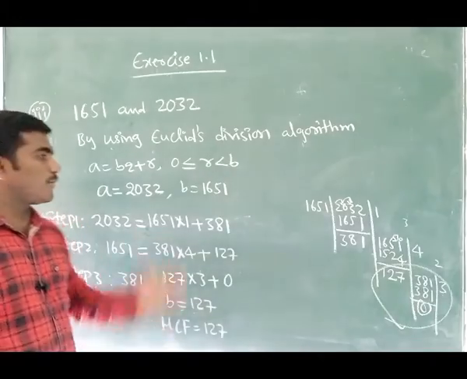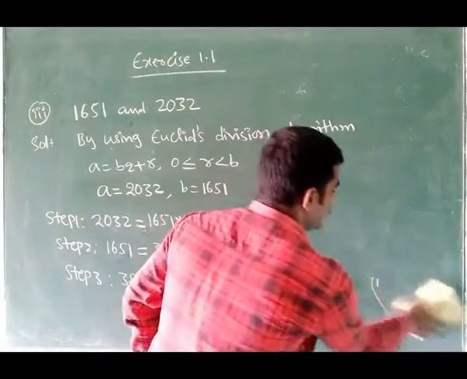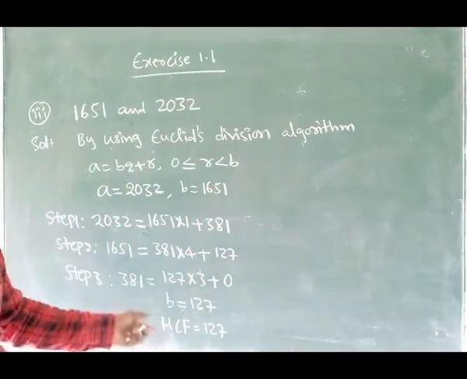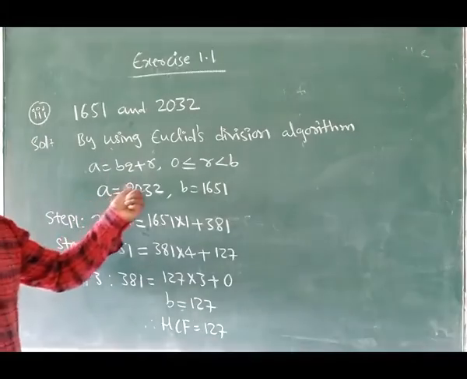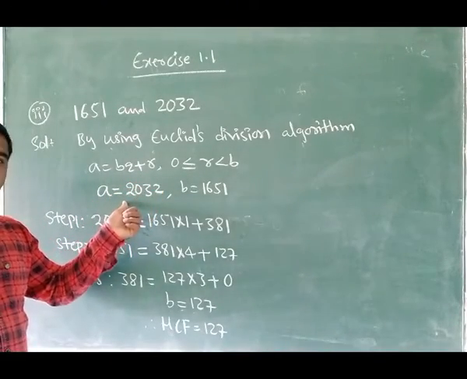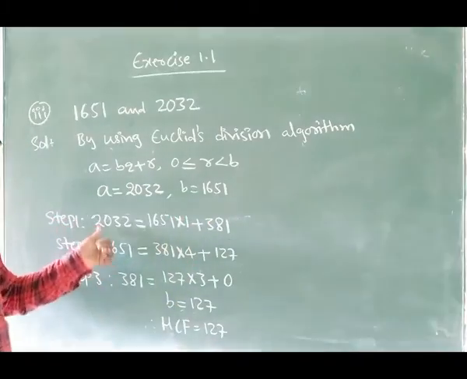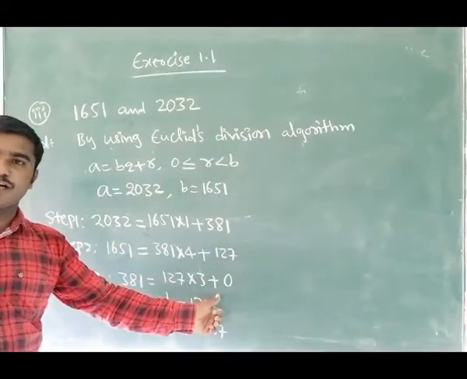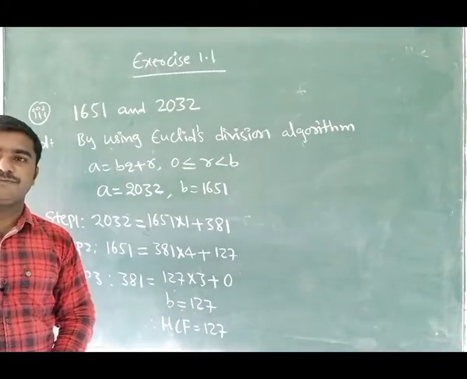In the exam you have to write only this, but don't write this one. To write easily we use that one, but in the exam you have to write only this one. Understand? A is equal to BQ plus R. Take the bigger value as A and the smaller value as B and substitute in the formula. When the remainder is 0, you have to stop the division. The last B value is our required HCF.